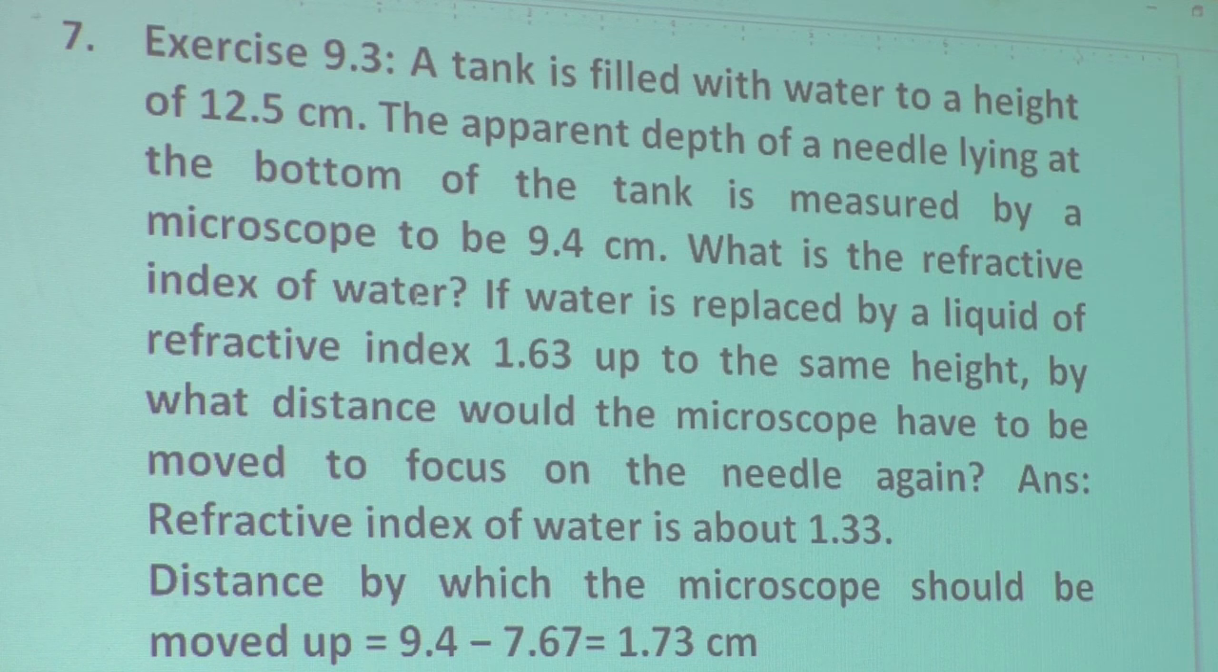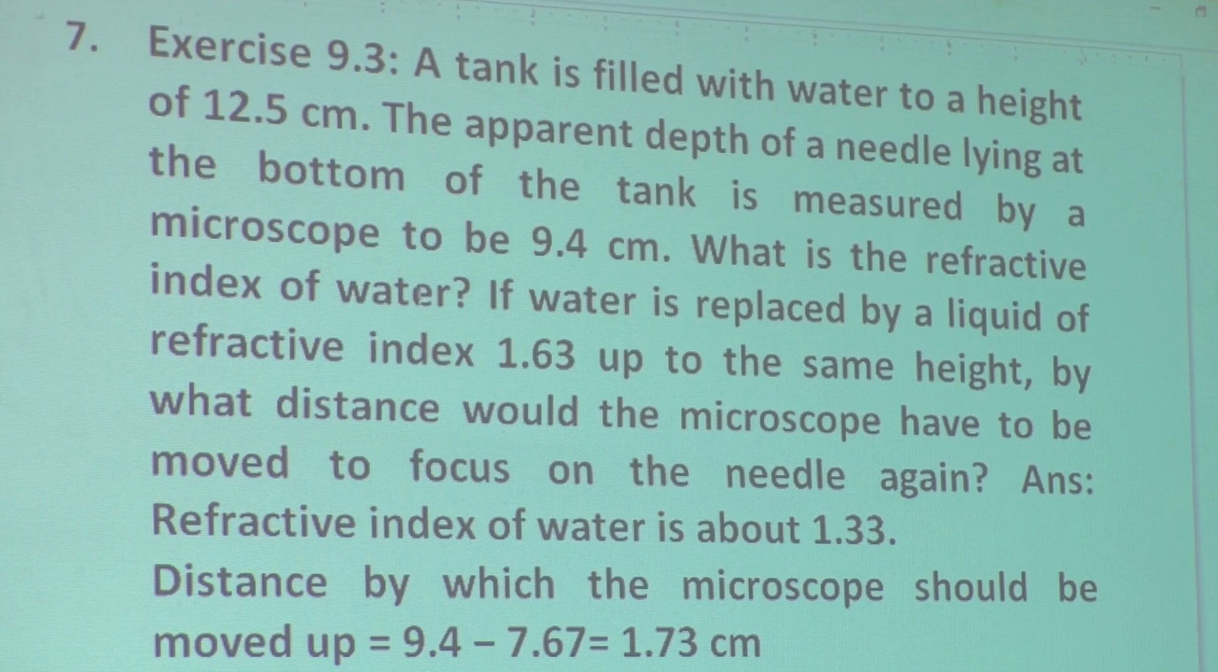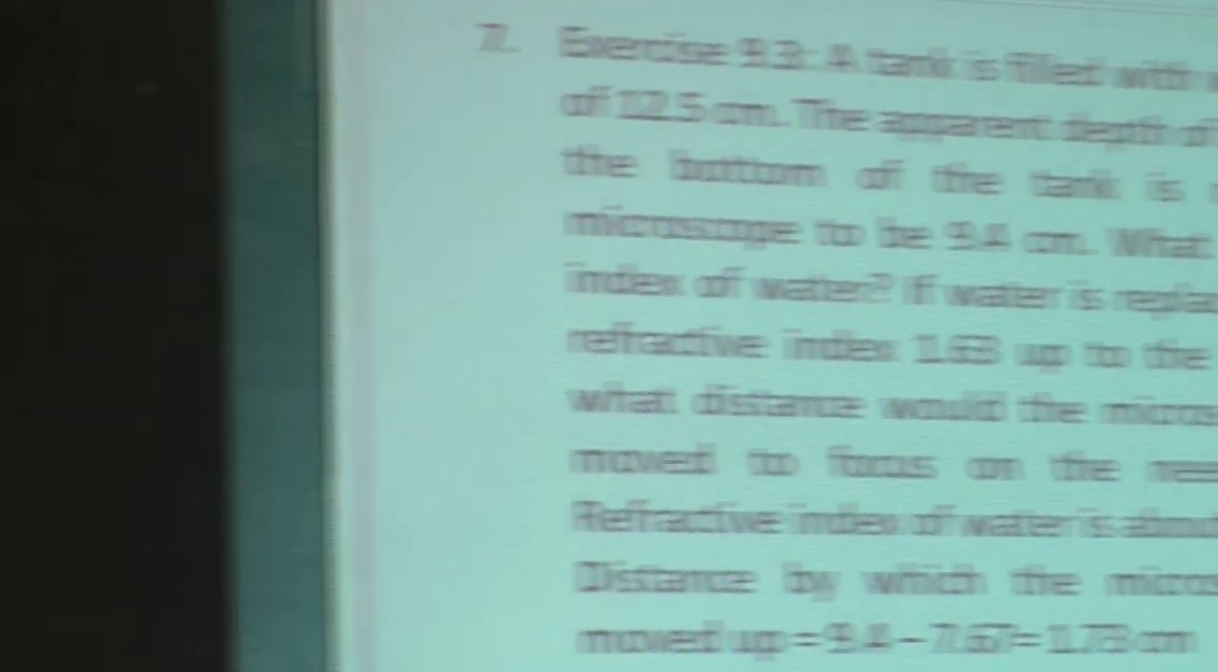Apparent depth of the needle lying at the bottom of the tank is measured by the microscope to be 9.4 centimeter. We will write all the values. Okay, one is a water tank. So let this be the water tank. I will keep the microscope also. So you will have an experiment next year. It is like this. We will analyze that experiment. Then you will understand what is the problem.